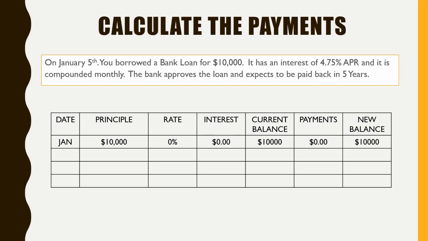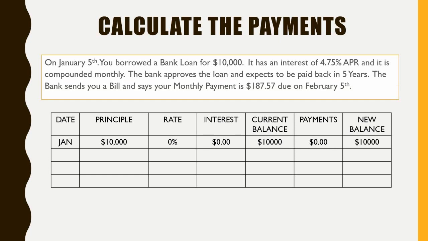Okay, so in this case, here you go. I borrowed the $10,000 loan. So in the month of January, I'm okay. Now let's see what happens when I receive my first bill, right? So if I receive my first bill and they tell me that my monthly payment is $187.57 and it's due on February 5th, how do I go ahead and calculate this?